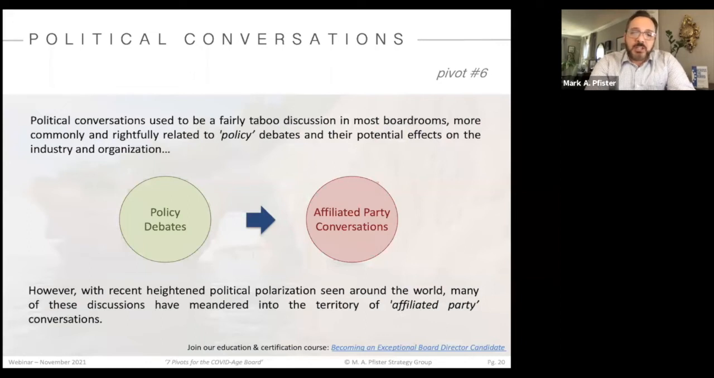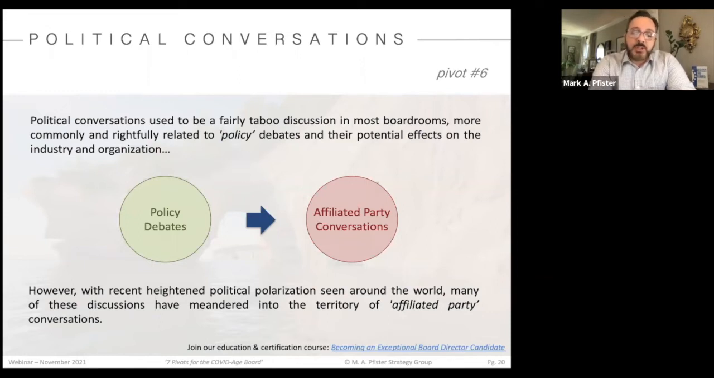So these political conversations have moved, unfortunately, more into affiliated party conversations in the boardroom when they were rightfully in the past associated with policy debates. So the easiest way to think about this is what discussion in the boardroom as it relates to politics has the best effect on the organization, or the most relevant effect on the organization. And it's very easy to see that that's based on policy debates or policy discussions in the boardroom. What is legislation that's being worked on that could become law, or when does that become law? How does that affect our business? Does it affect our strategy? Is there additional regulation? Do we change the makeup of our board?